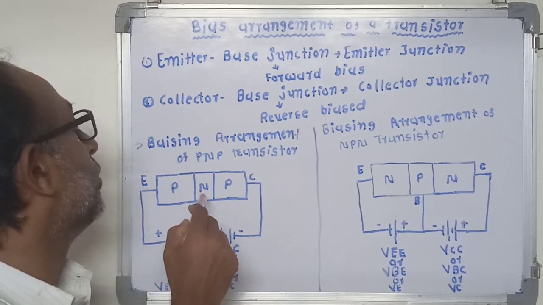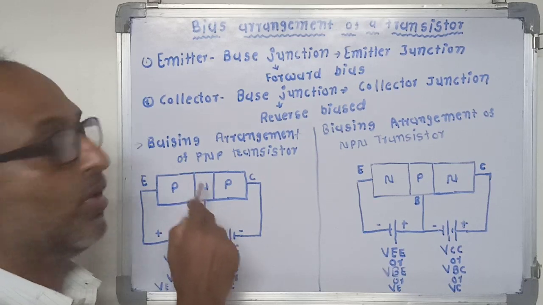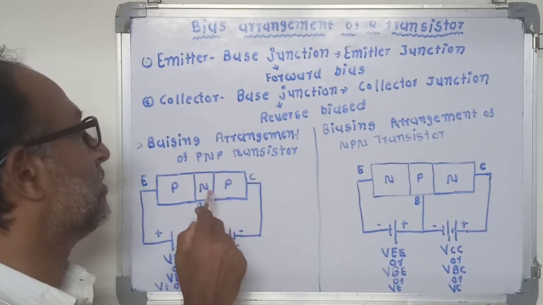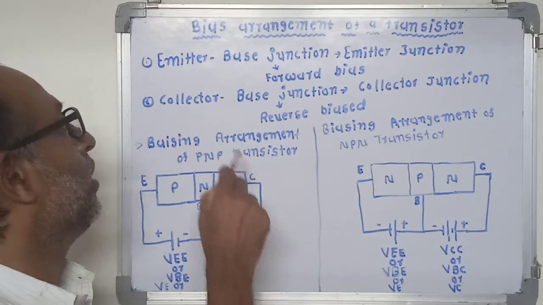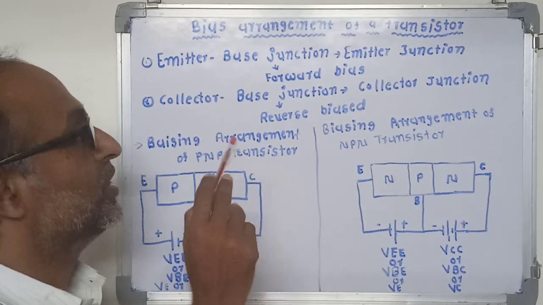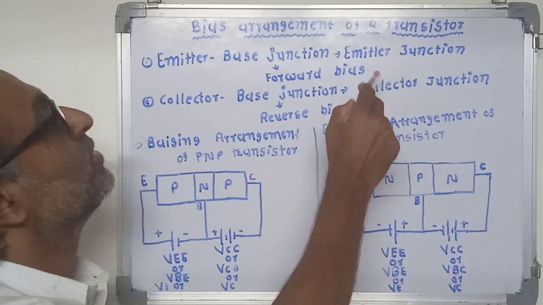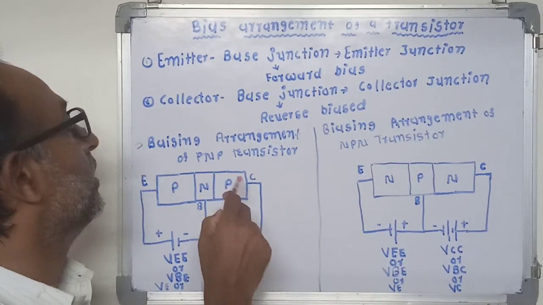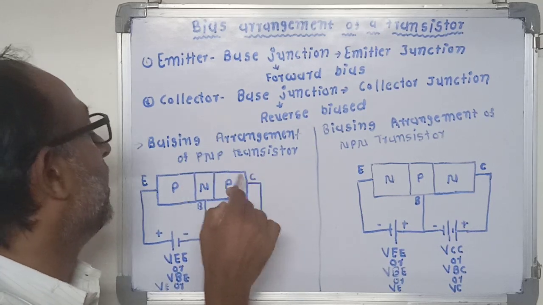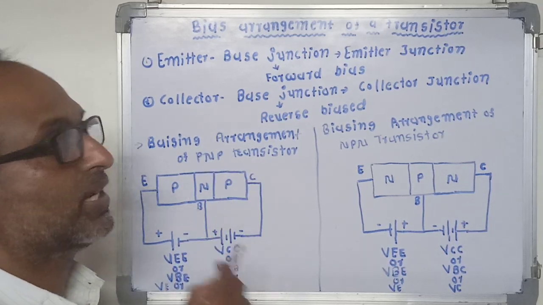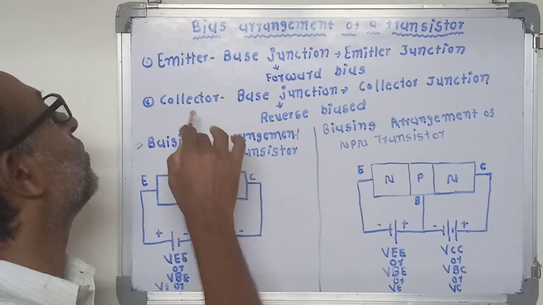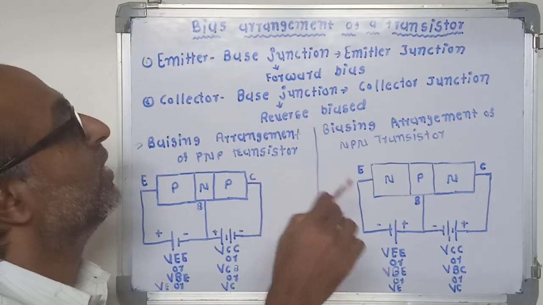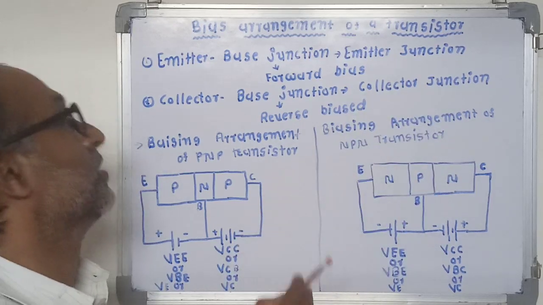So two junctions are formed. One junction is between emitter and base. That's why it is called an emitter base junction. It is also called an emitter junction. Another junction is formed between collector and base of the transistor. That's why it is called a collector base junction, and its other name is collector junction.